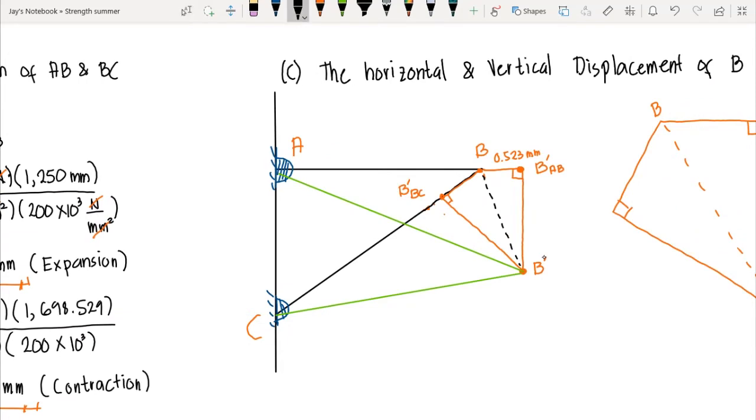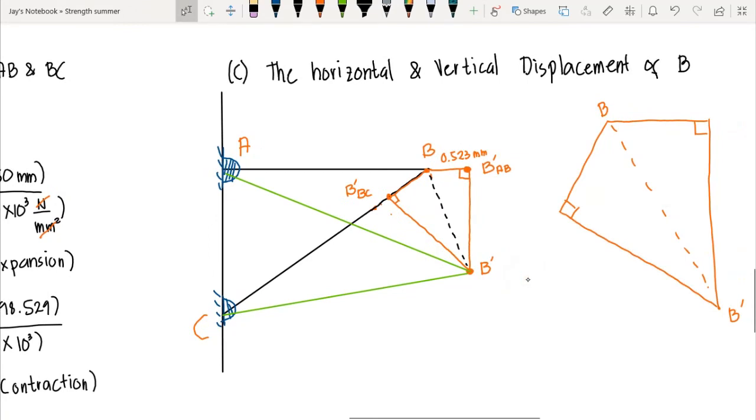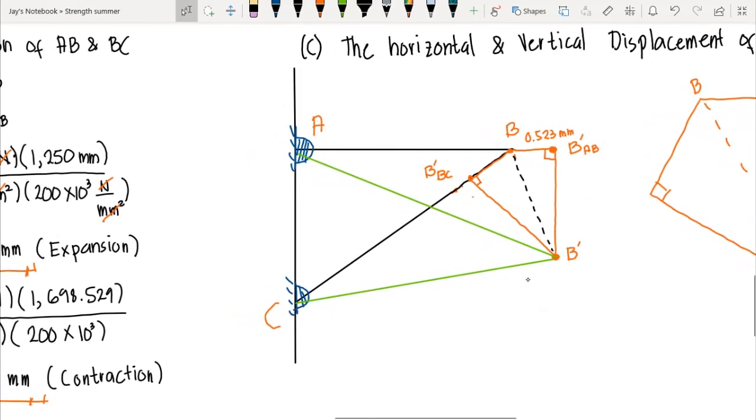So since our B new position is at this point, it moves with a horizontal and vertical component. And our horizontal component here is this one. And our vertical component of the displacement is this one.